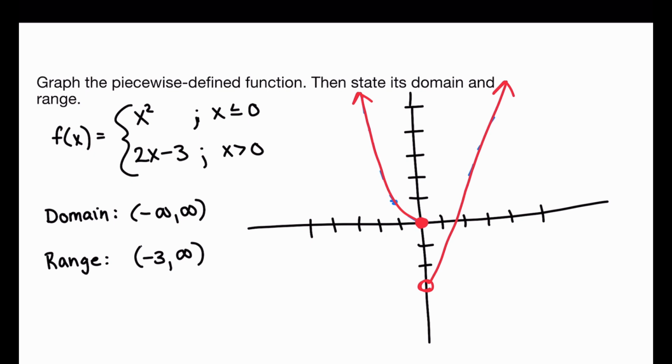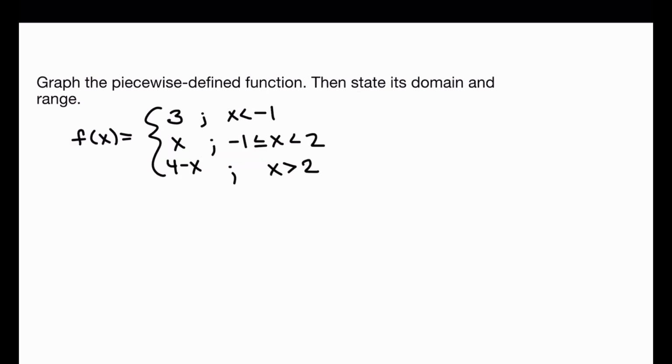All right, let's do one more. f of x equals 3 when x is less than negative 1. f of x equals x when x is between negative 1 and 2, including the negative 1, not including the 2. f of x is 4 minus x when x is bigger than 2. We're going to graph the piecewise defined function, then state its domain and range.